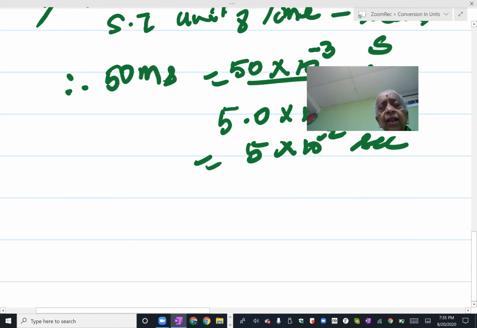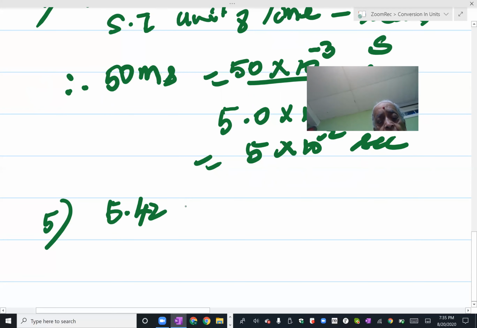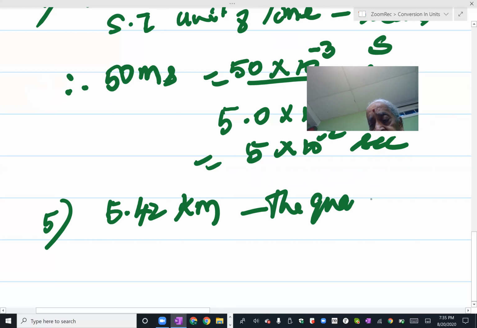Unfortunately, I gave all as smaller to bigger. And now I would just introduce you to some bigger quantity to smaller. Supposing you have 5.42 kilometer. The SI unit of this, the quantity, you can identify the quantity is length.